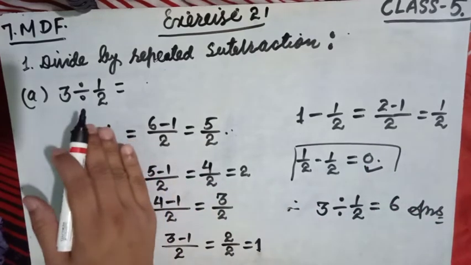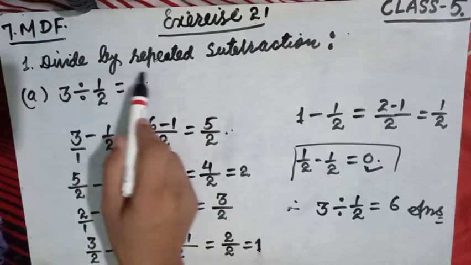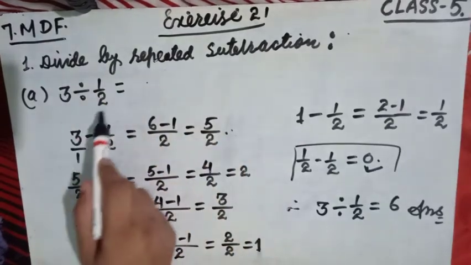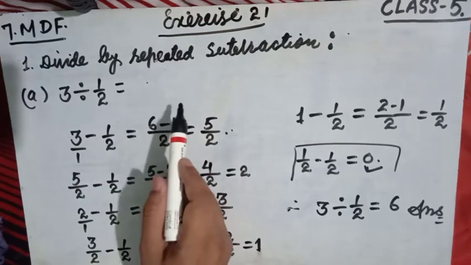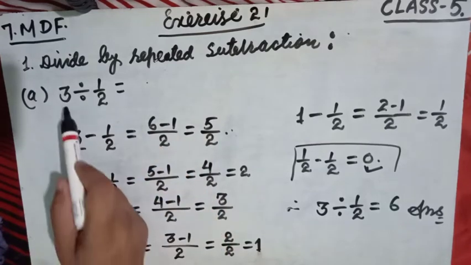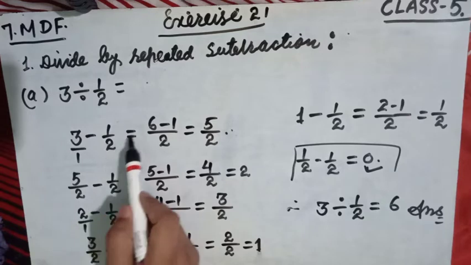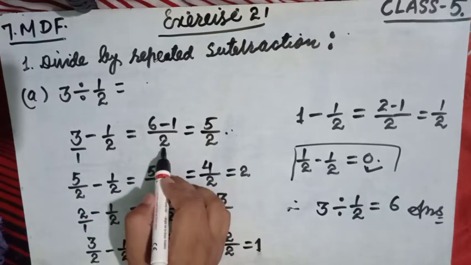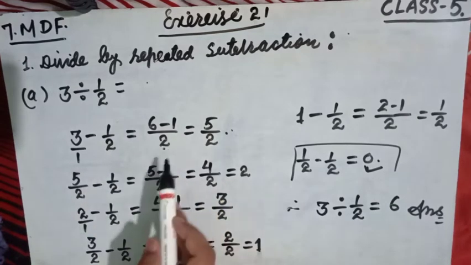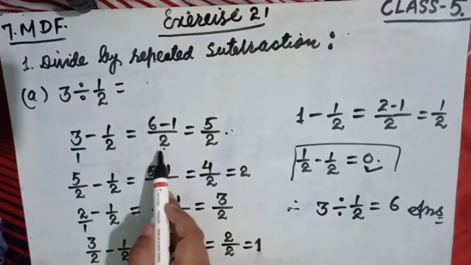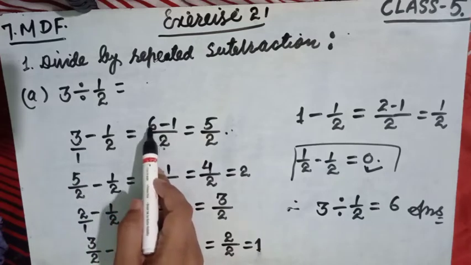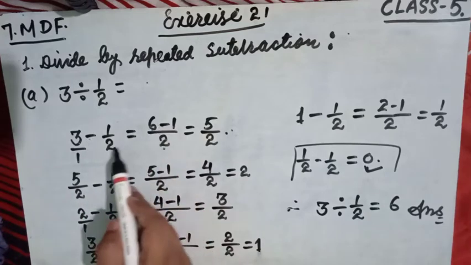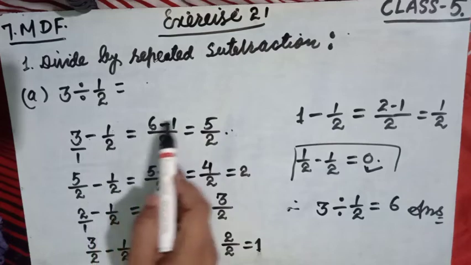So have a look. We have to solve this question, divide by repeated subtraction. That means we have to subtract this fraction from 3 successively. Now have a look, 3 minus half, the first time. Take the LCM of 1 and 2. Here 2 is the LCM. Then 2 divided by 1 is 2, and 2 multiplied by 3 is 6. Here is 6, here is the minus, and 2 divided by 2 multiplied by 1 is 1. 6 minus 1 divided by 2, and 6 minus 1 is 5 by 2.